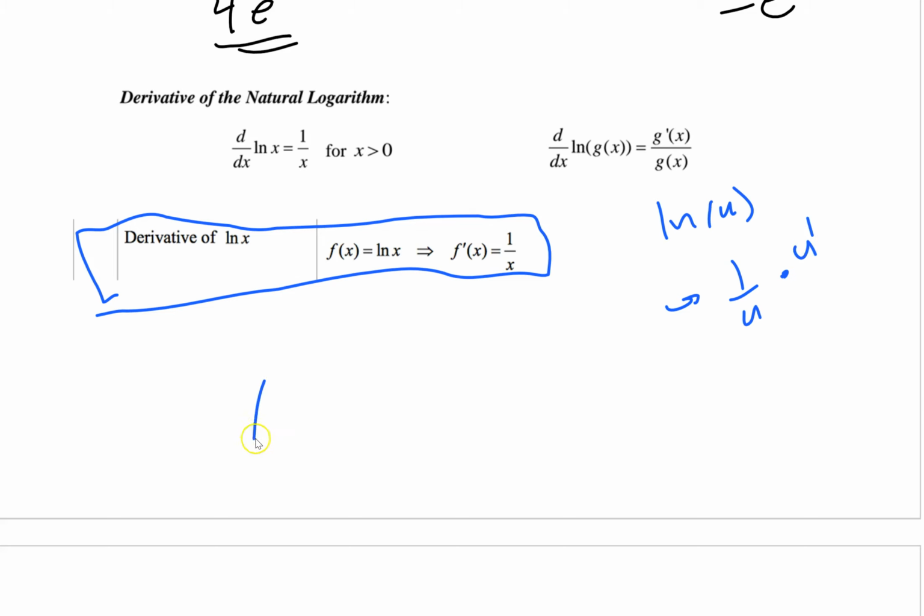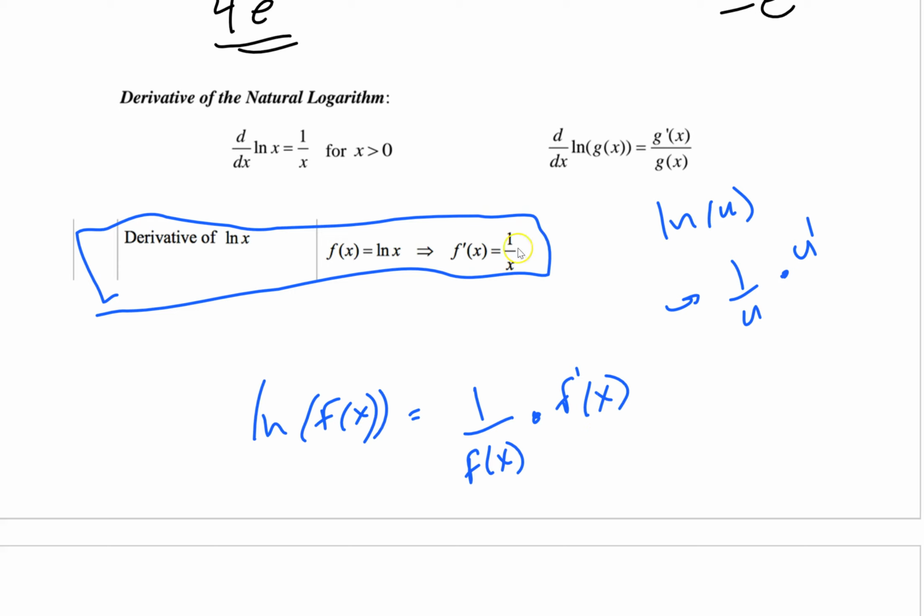So let me do that again. Natural log of, let's say, f of x. The derivative of natural log in general is just 1 over the inside. So 1 over the inside, that's you left the inside alone. Then times the derivative of the inside, so f prime of x. So that's natural log. It's a little weird, but that's the general idea.